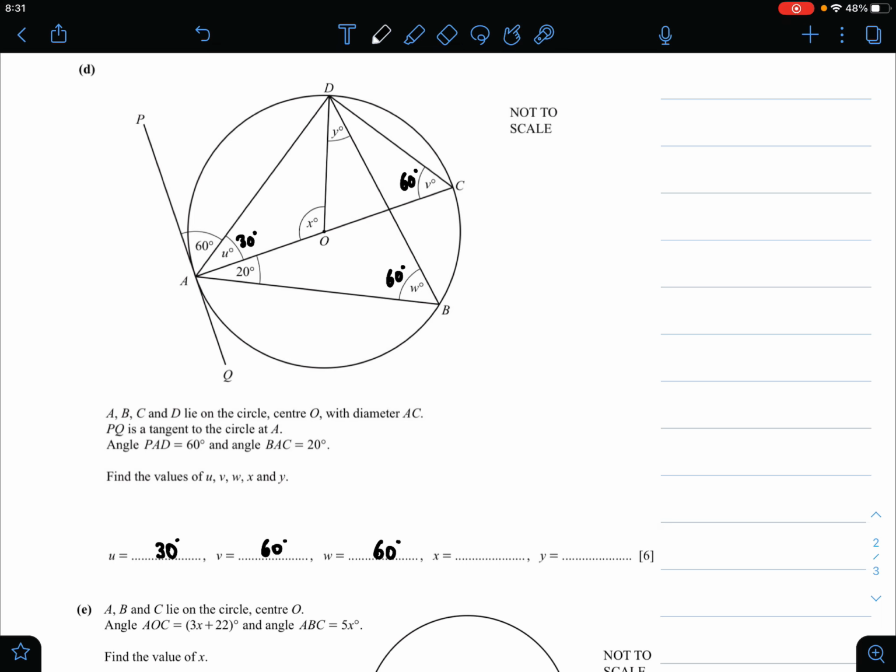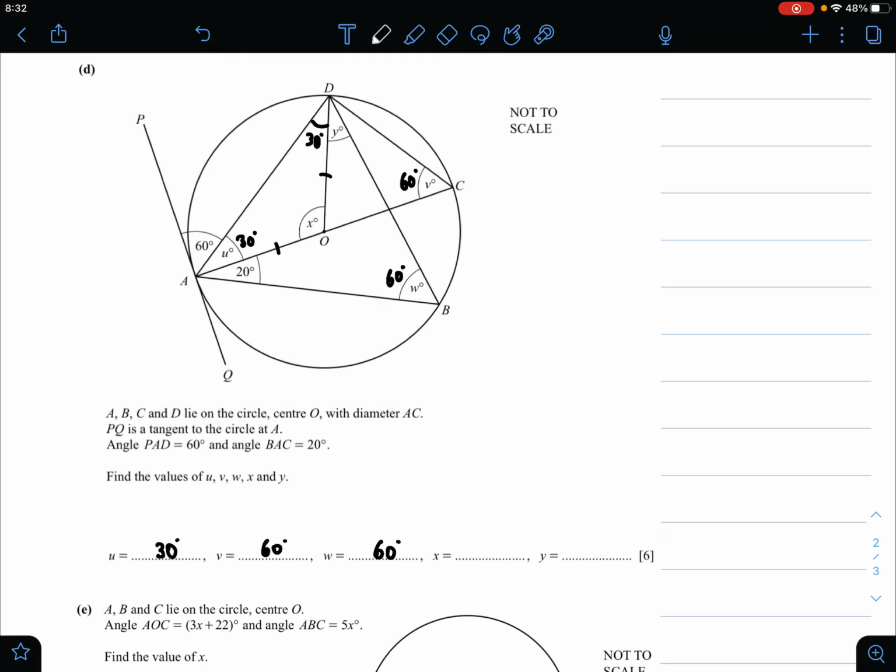Now, we know that a triangle formed with two sides as the radius has to be an isosceles triangle. That is, the two radius sides would be the same. So the two angles opposite to these two sides also have to be the same. Therefore this angle would also be 30 degrees.